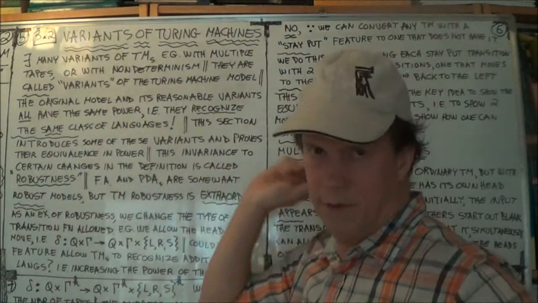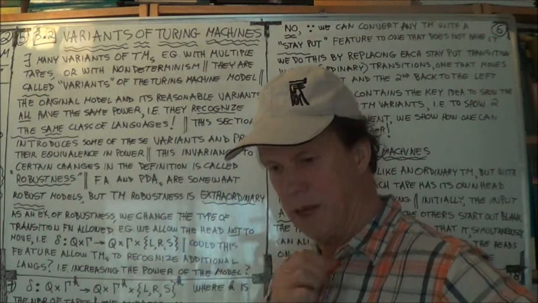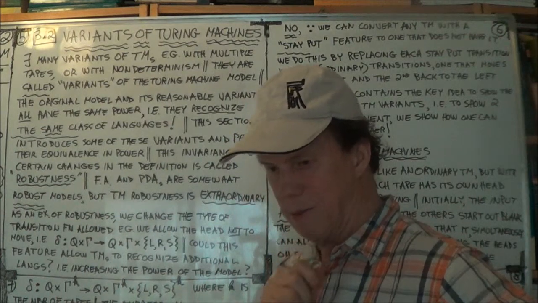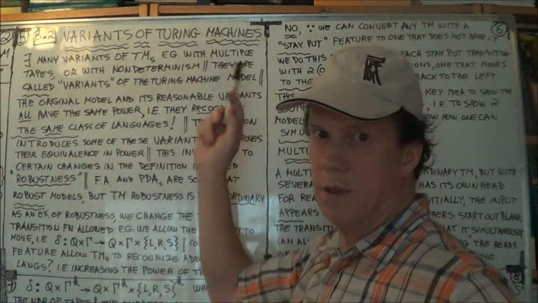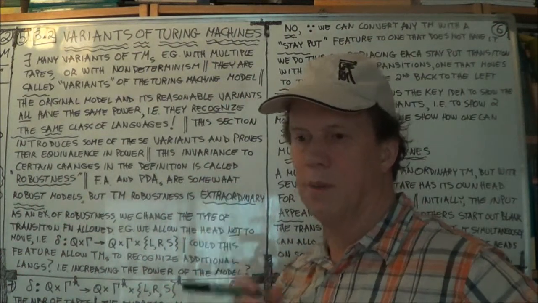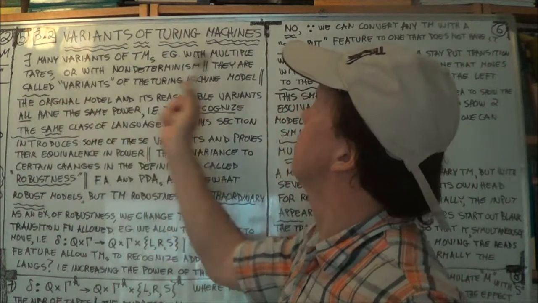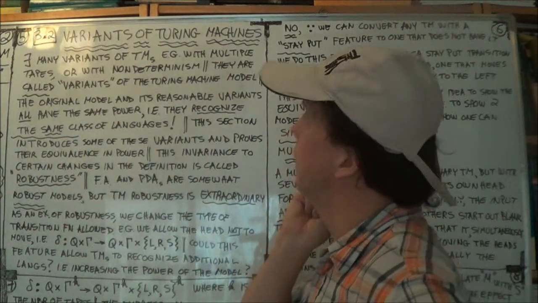Now there are lots of variants of Turing machines that you can imagine that have been thought of in the past. Some obvious ones: you might change the number of tapes, have more than one. You might have a machine with K tapes. That's one that we'll talk about in this section of the book.